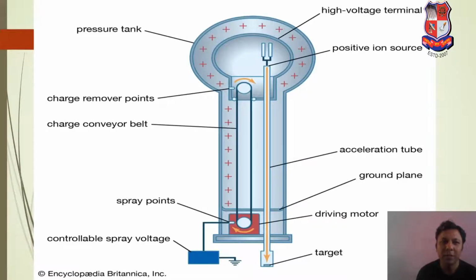So this is the pressure tank. When the motor is running, the belt conveyor is rubbed on the removable charge. So positive charge is generated on the conveyor belt, and it will be sprayed onto the pressure tank. So the high voltage will be generated. The explanation of this is here.